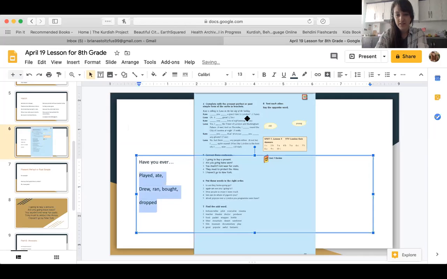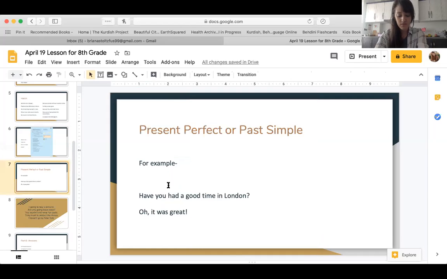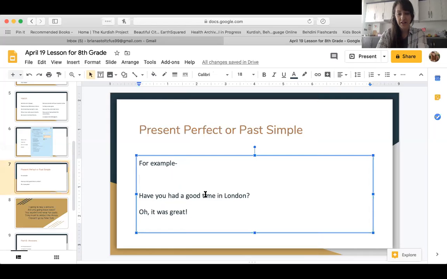So here we have a sentence. The verb is at the end in present, and you must put it either into past simple form or present perfect. For example, number 1, we have: you had a good time in London? Repeat after me. Have you had a good time in London? Oh, it was great. It was great.